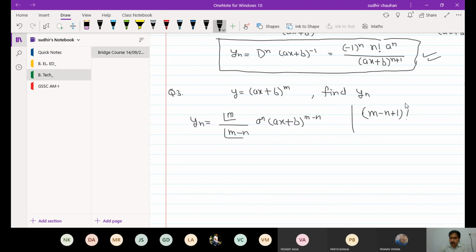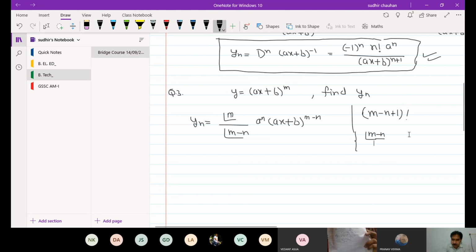Yeah, you can do one thing. You can multiply the numerator and denominator by factorial m minus n. Yes, yes, you can multiply it in the numerator as well as in the denominator.